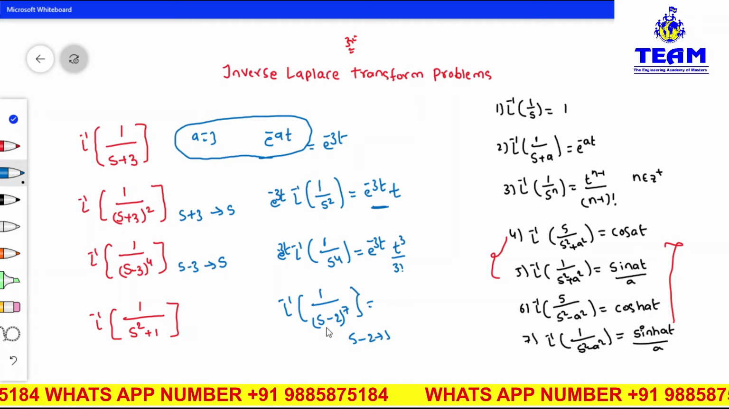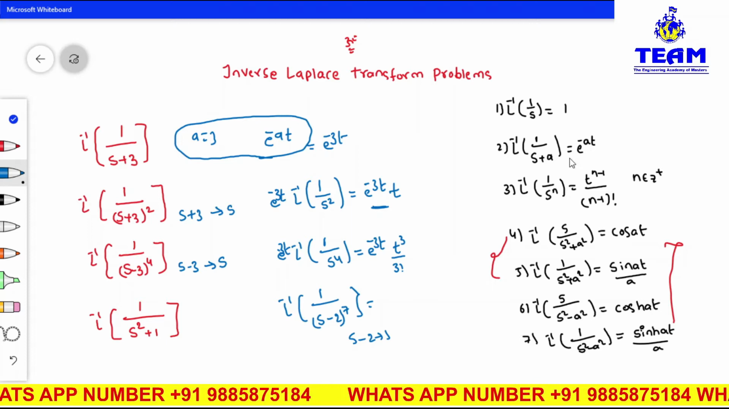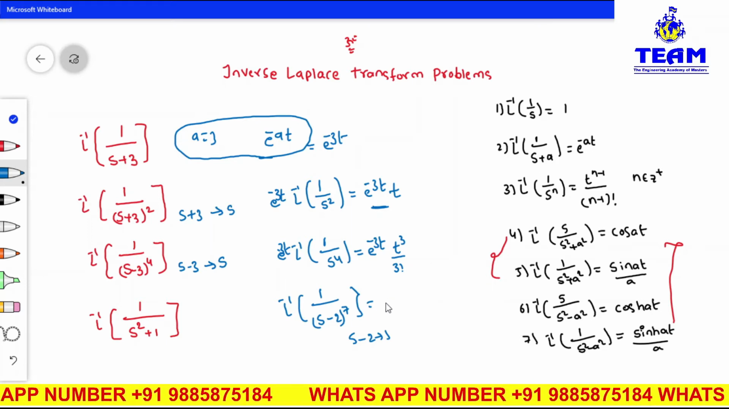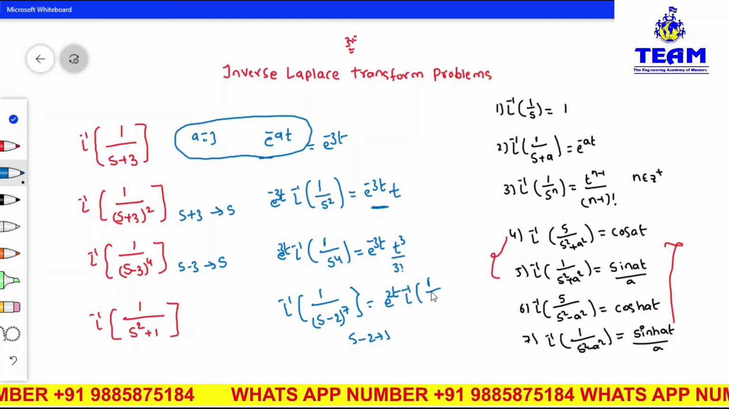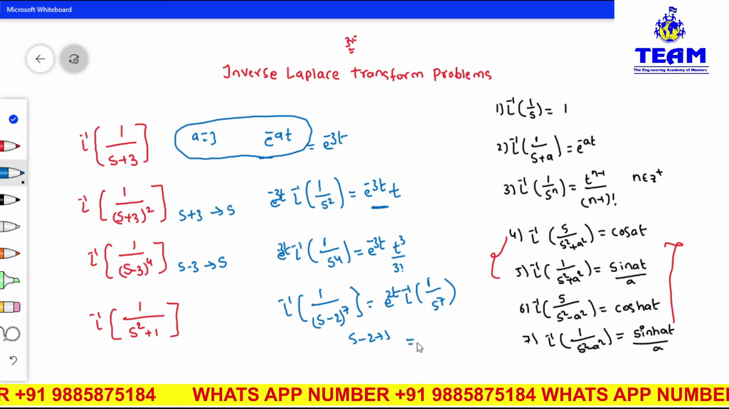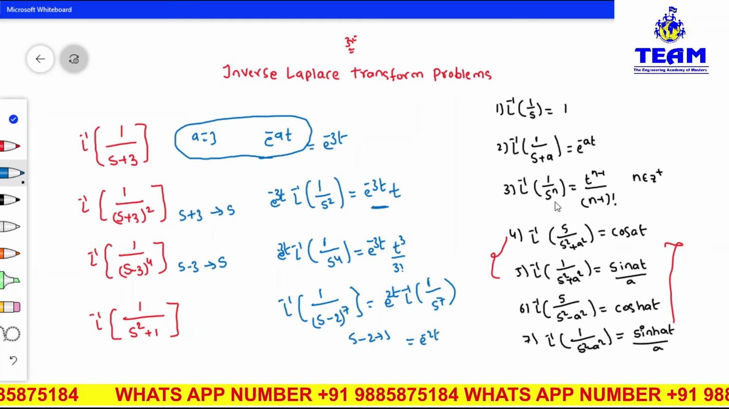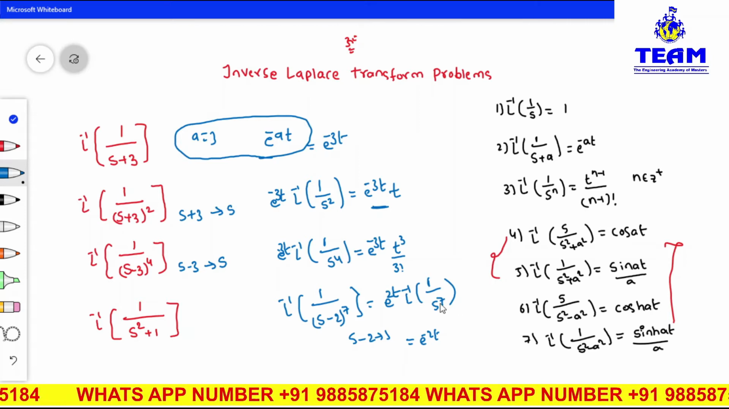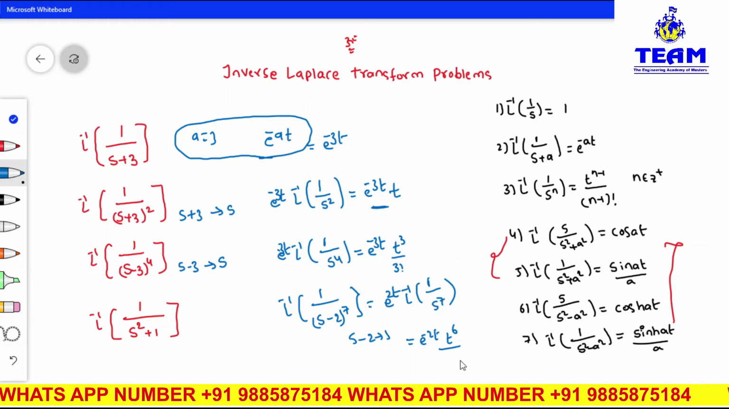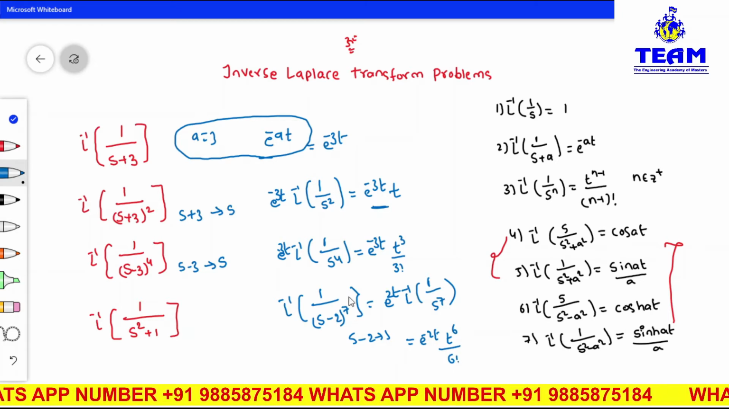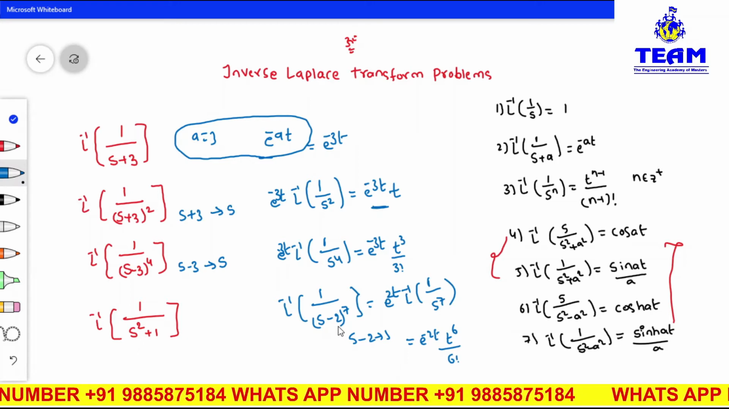Then you will get e power minus at when it is s plus a. So in place of a, I have minus 2. So I can get e power minus of minus 2, means e power 2t into L inverse of 1 by s to the power of 7. So e to the power of 2t into 1 by s power 7 is in the form of 1 by s power n. So n is equal to what? 7. So here what I can write? T power 6 by 6 factorial. Is it clear, friends? Like this, we can take any example: s plus 2, s plus 3, s plus 5, whatever it may be.